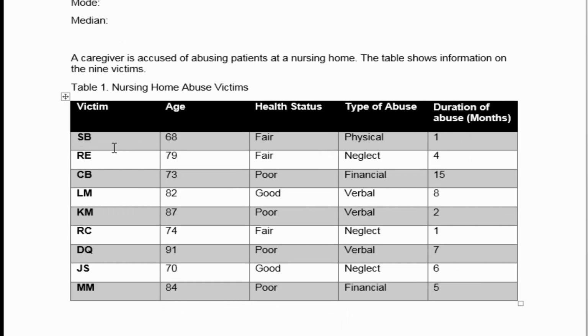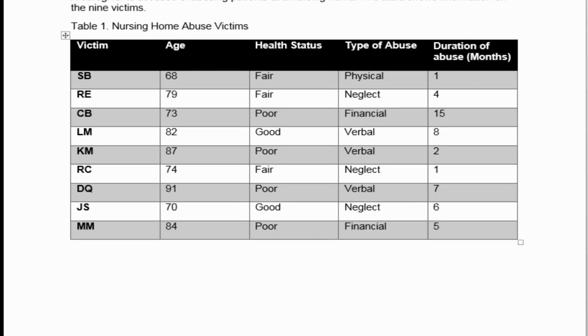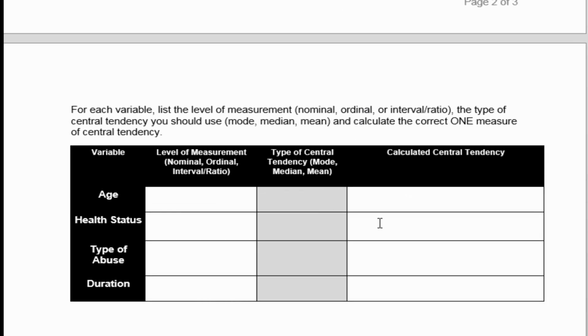Second part of your worksheet is the data on this table listed for a caregiver accused of abusing patients in a nursing home. Columns are the victim's initials, age, health status, type of abuse, and the duration of abuse in months. For each of columns 2, 3, 4, and 5, you're going to determine the level of measurement. Is it nominal, ordinal, or interval ratio? Then determine which one measure of central tendency you should use.